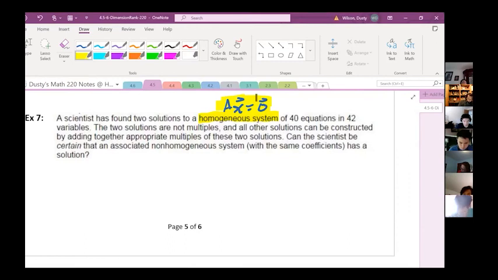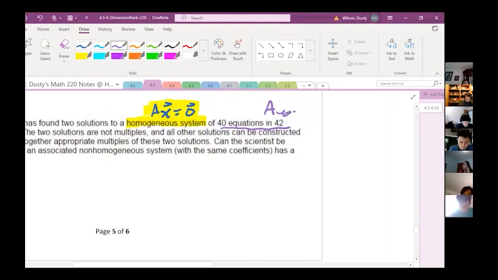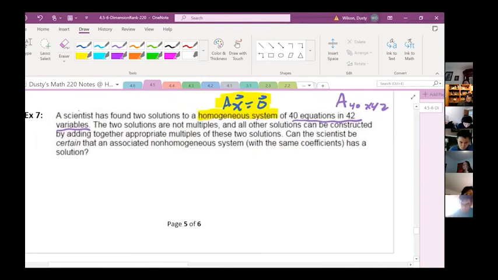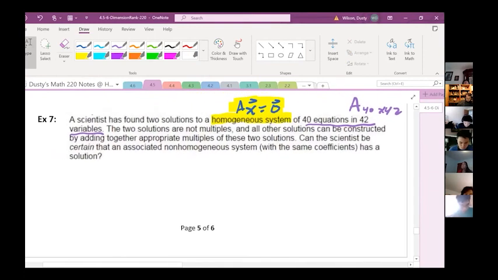What are the dimensions of our A? Our A is going to be how many rows, how many columns? I got 40 rows, one for each equation, and 42 columns, one for each variable. Okay. So scientists just found two solutions to the homogeneous system of 40 equations and 42 variables.